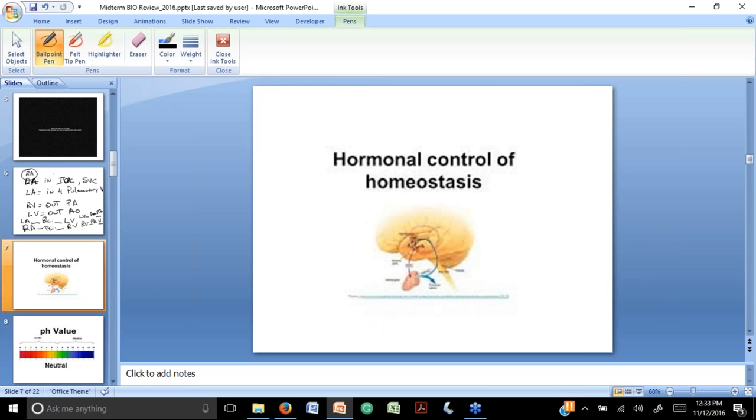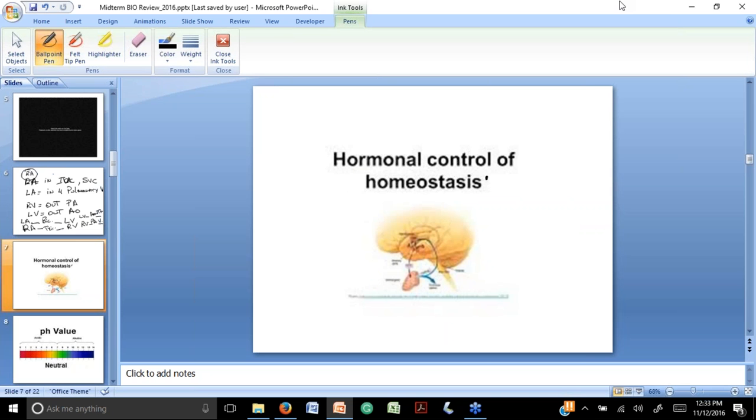This is a comprehensive review, but I have highlighted all the topics that probably are going to be asked. So hormonal control and homeostasis, we have 10 more slides. Homeostasis is the internal balance between the endocrine and the nervous system.